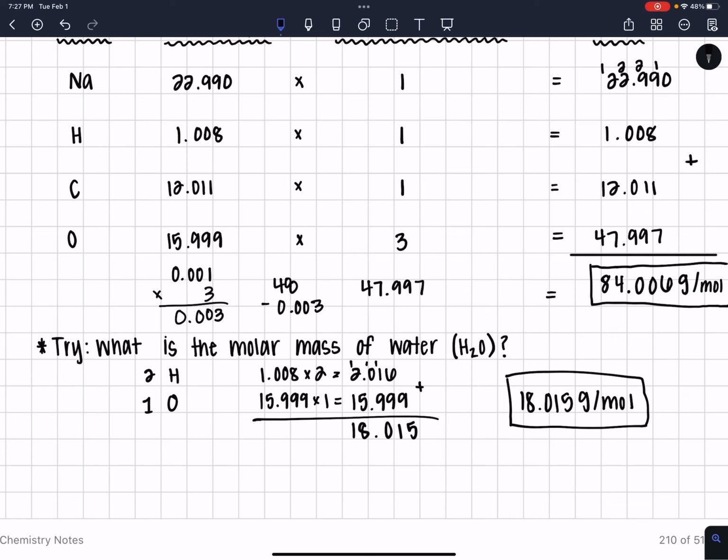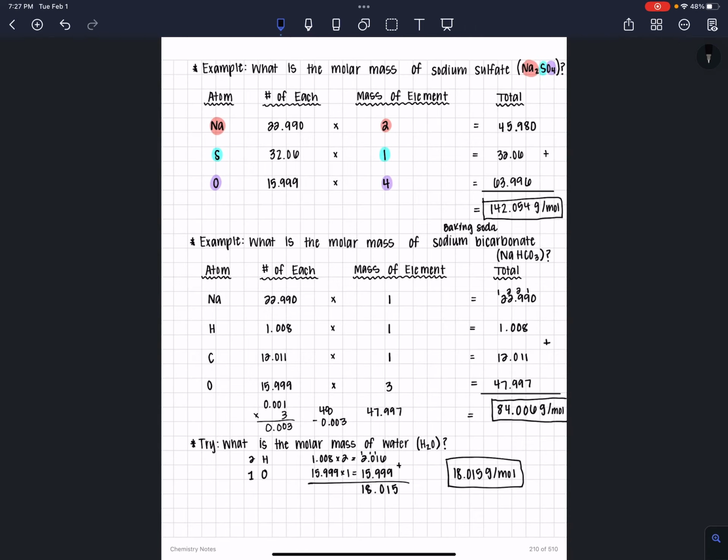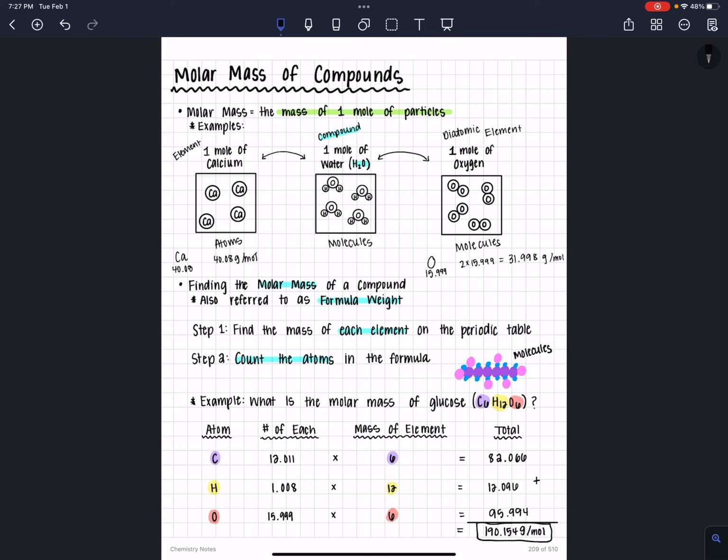Ta-da! So hopefully you were able to get that try. Whether you needed the table or not doesn't matter. As you continue getting practice with this, you might find that you don't need the table, or you might find that maybe the table is really valuable for you, and that's okay. So go ahead and move on to the aligned practice so that you are super strong with finding the molar mass of any compound you're given.